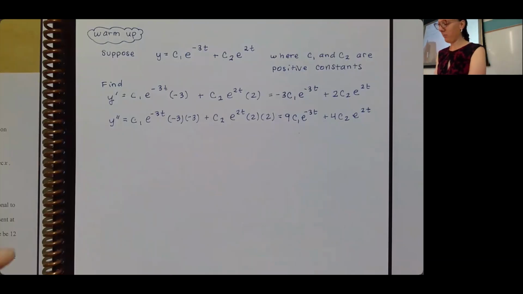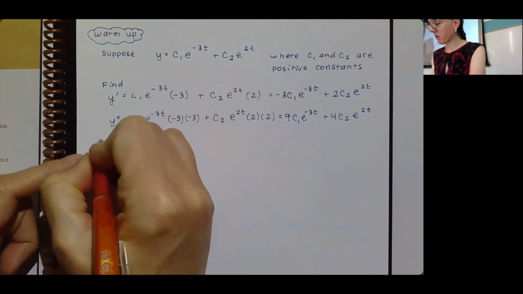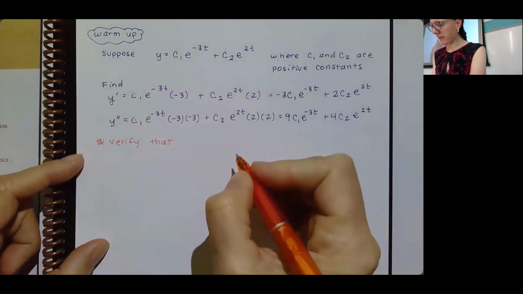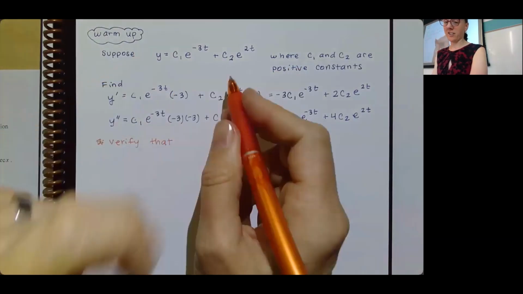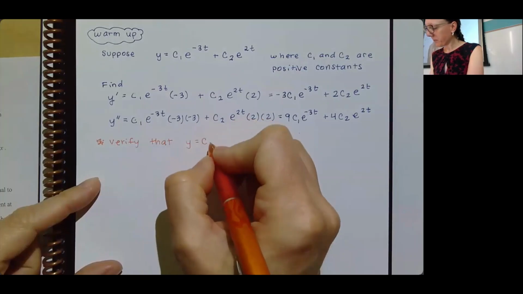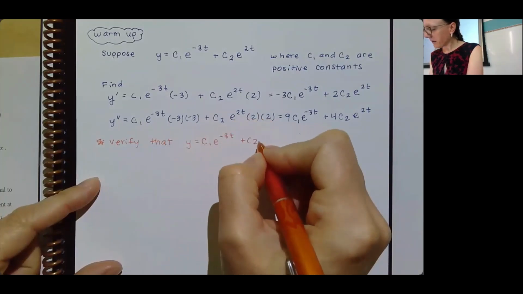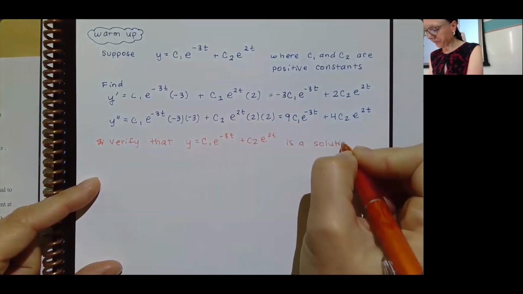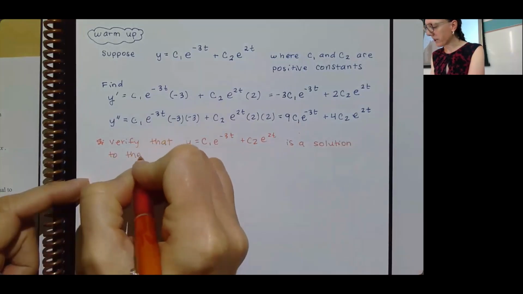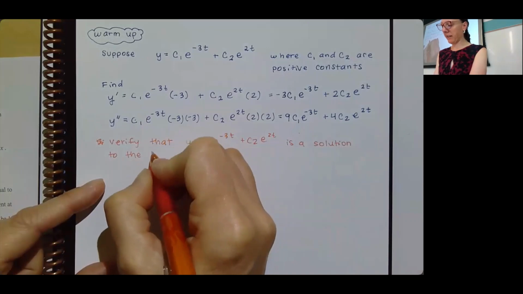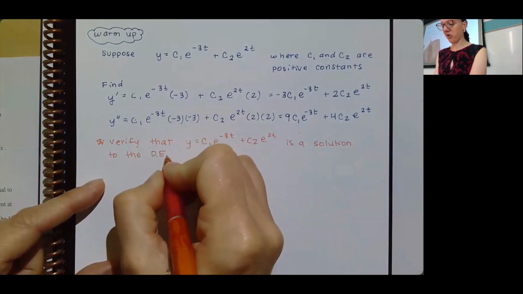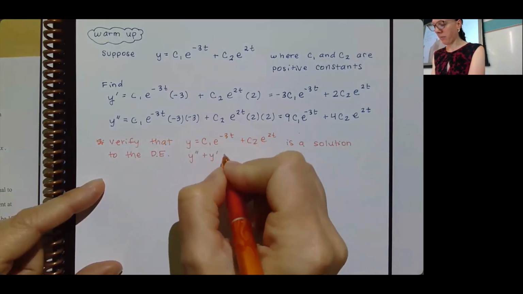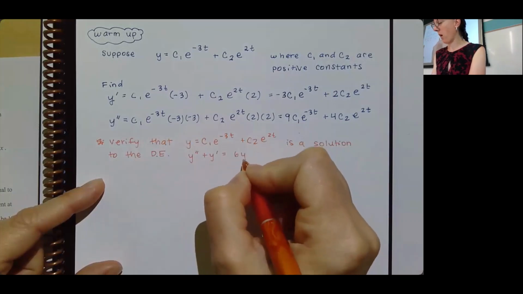So really, my question is that I want to verify that the y I just listed up there, y equals C1 e to the negative 3t plus C2 e to the 2t, is a solution to the differential equation, which I'm going to abbreviate as just DE for differential equation: y double prime plus y prime is equal to 6y.